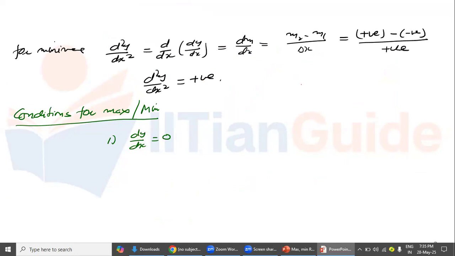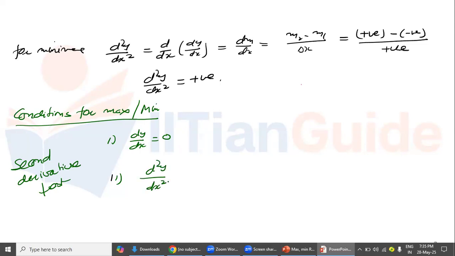The second condition, to decide whether it is a maxima or minima, is called the second derivative test. In the board exam they will write, calculate whether it is a maximum or minima by the second derivative test. So I will calculate the second derivative, del square y upon dx square.